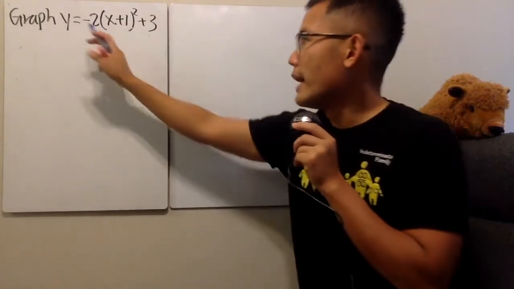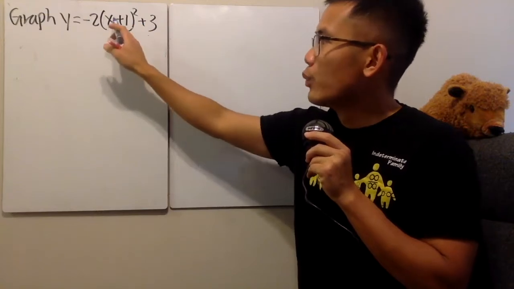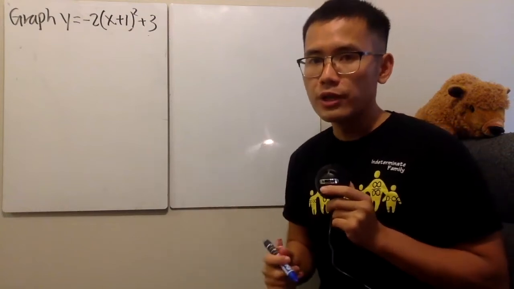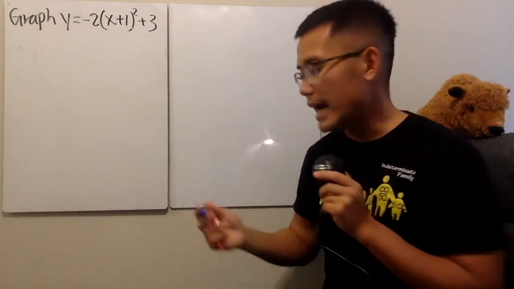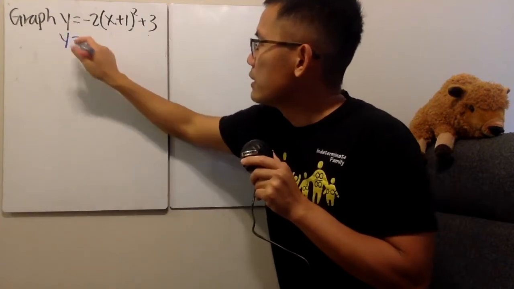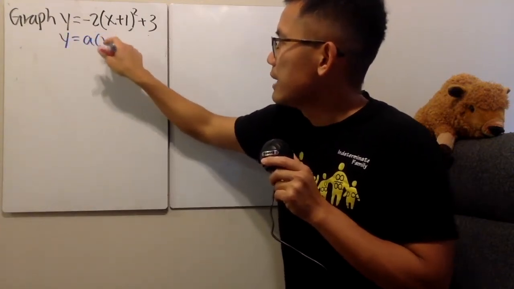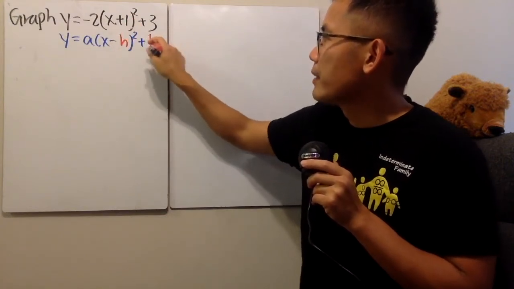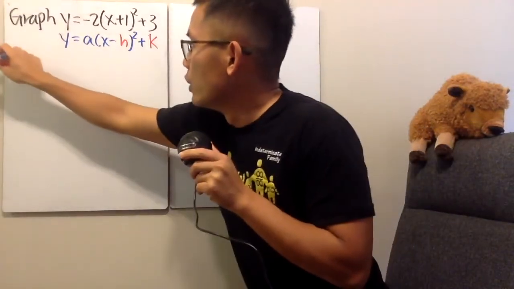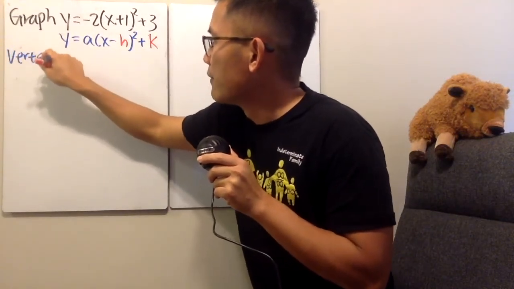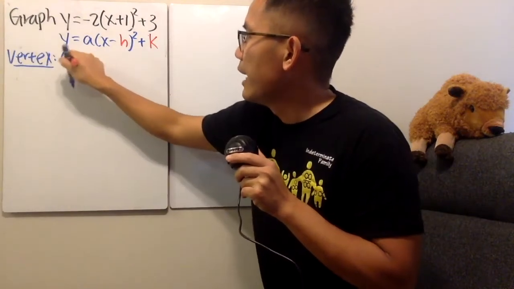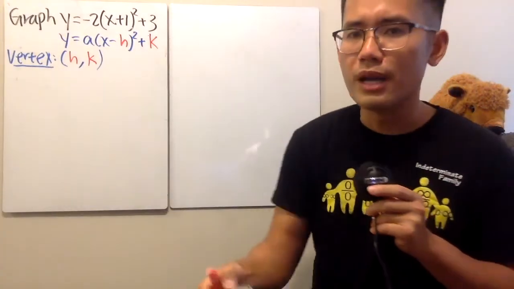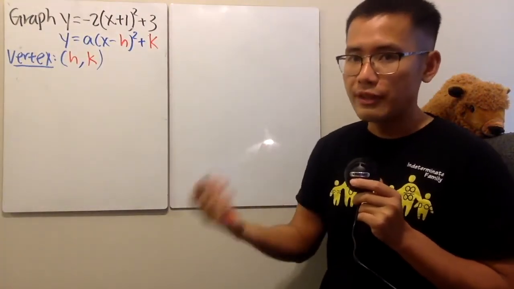All right, here we'll graph y is equal to negative 2 times the parentheses with x plus 1 inside, raised to the second power, and then plus 3. This equation is actually in the vertex form, so you have to know that whenever we have y equals the equation in the form of a times x minus h, and then square, and then plus k, we know this right here will give you the vertex right away. And the vertex is at h, k, right? So that's actually our vertex formula this time. Now we just have to match the numbers.